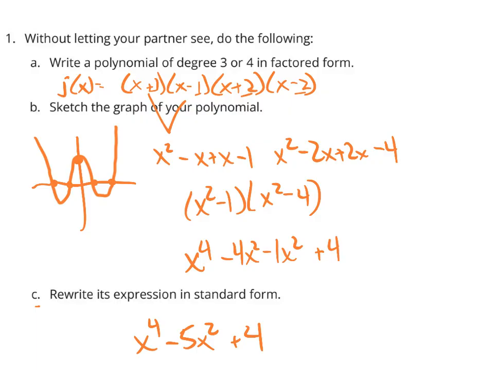You're going to make up whatever you want, switch it with your partner, understand how to write it in factored form, understand how to sketch the graph, and understand that you've got to multiply 2, 3, or 4 factors at a time to get your answer. And that is all for the lesson. That's what we're going to do, and we're going to go right to the practice problem.